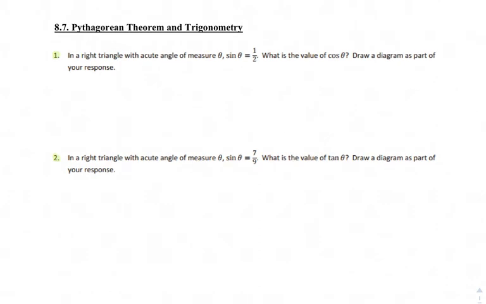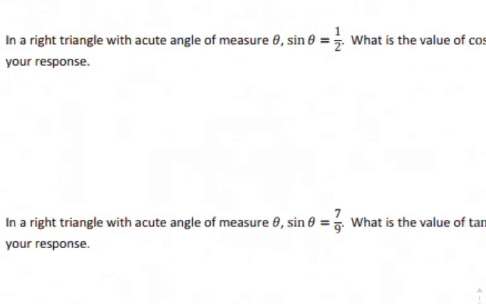So you made it to the last video of Unit 8. Today we're going to be talking about Pythagorean theorem and trig. In these types of problems, you're given the trig function. Like in problem 1, it says sine theta equals 1 over 2, and you have to figure out the other side and then use that to figure out what another trig function is. It says in a right triangle with acute angle measure of theta.